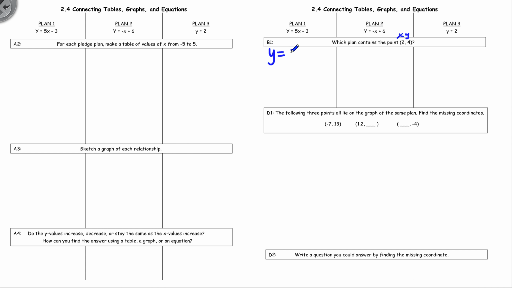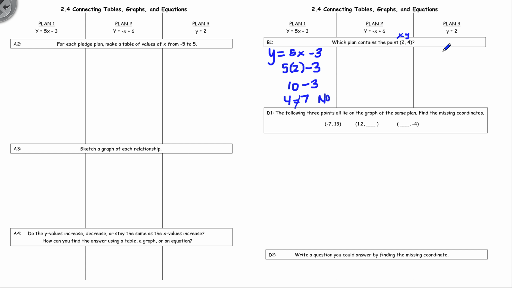Y equals 5X minus 3, just copying down the equation. And now instead of putting X, I'm going to put 2. So we're going to say 5 times 2 minus 3. 5 times 2 is 10. 10 take away 3 gives me 7. Well, I was supposed to get 4. Does 4 equal 7? No. So those are not equal, so this does not land on the graph.